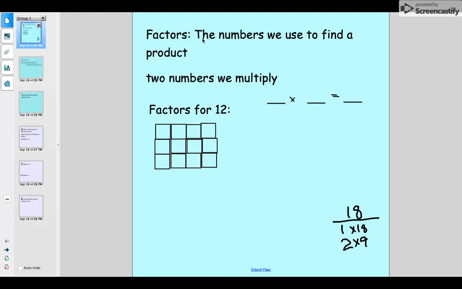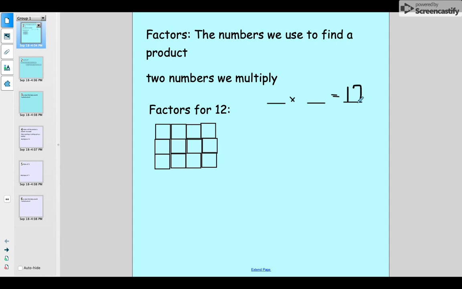So we've learned that factors are the numbers we use to find a product. An easier way of thinking about it is that it's two numbers we multiply to find an answer. So for example, if we're trying to find the factors of 12, we're asking ourselves what times what would give us an answer of 12.